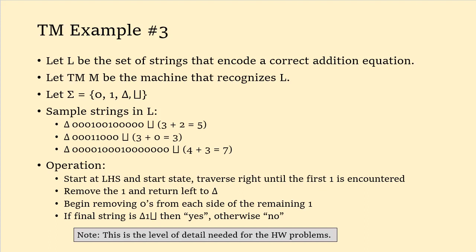Okay, so let's let a language be the set of strings that encode a correct addition equation, and let's treat the Turing machine as a language recognizer. Sample strings in the language would be like this. We're going to represent numbers as 0s, so that's the number 3, and that's the number 2, and I'm separating those numbers with the number 1. So 3 and 2, if I add them together, I would get 5, and so I have 5 zeros, and then finally the end of string marker. So basically that's a correct equation, and what we want to do is have the Turing machine recognize that language.